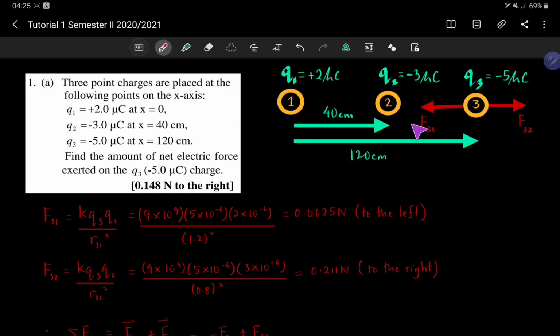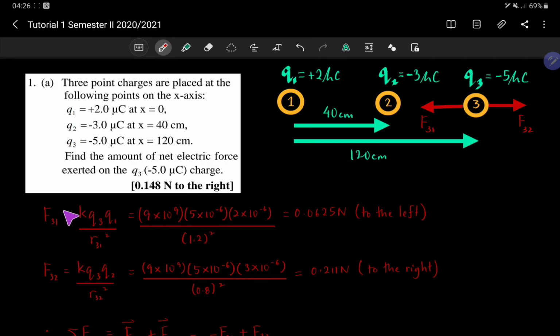Alright, so we just calculate F31 first, and also F32. So F31 equals kQ3Q1 over R31 squared. Substitute the value of k, the values of Q3, Q1 and R31. R31 is the separation between Q3 and Q1, which is 120 centimeter. But remember, in substitution here, it must be in meters. So 120 centimeter equals 1.2 meters. Substitute all the values and then you will get the answer, where the force is directed to the left.